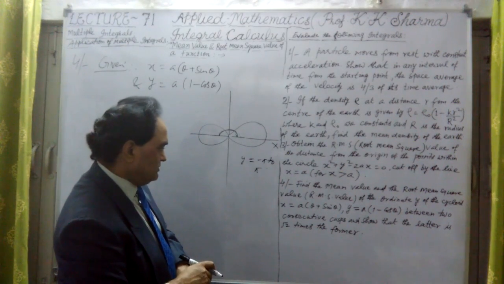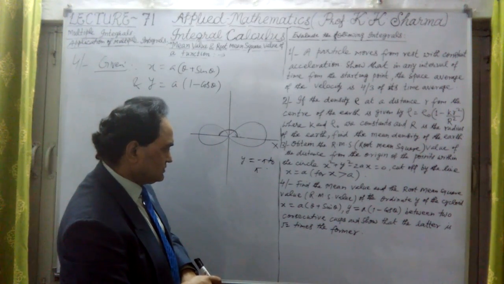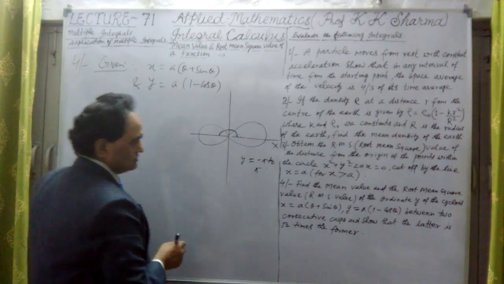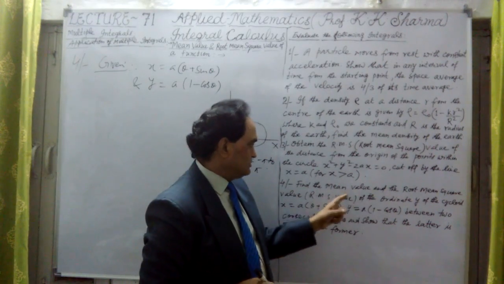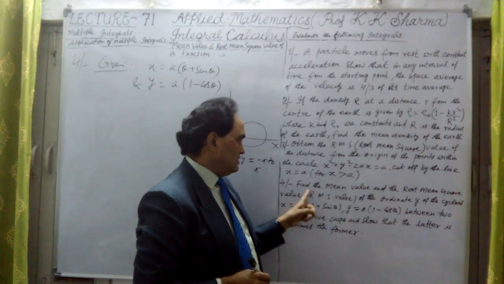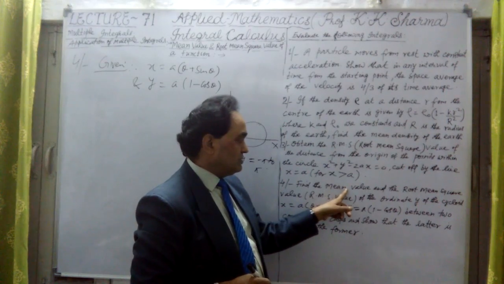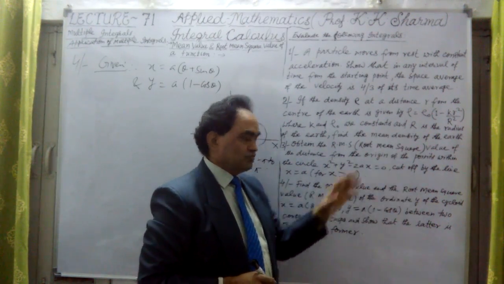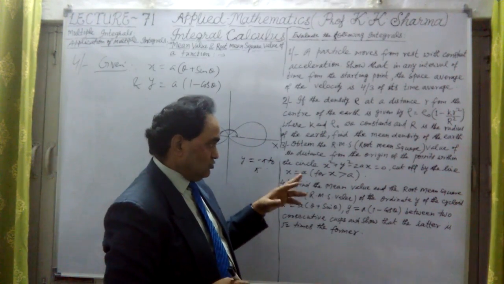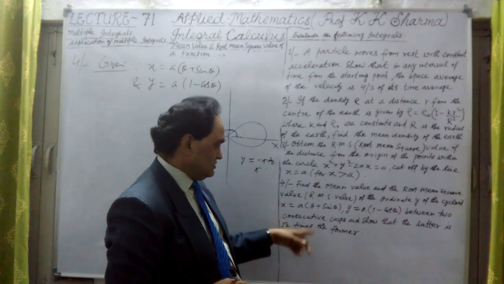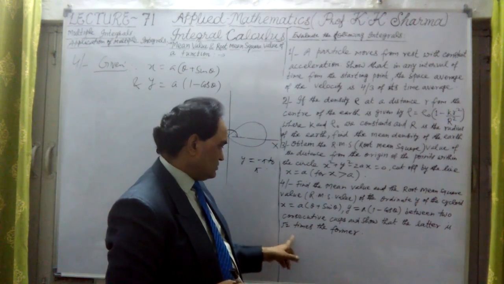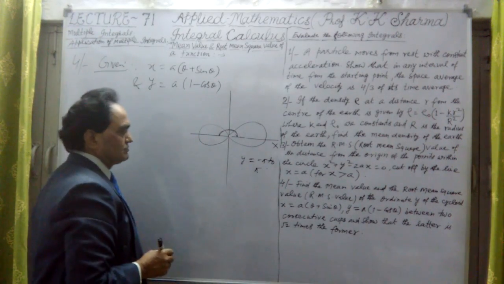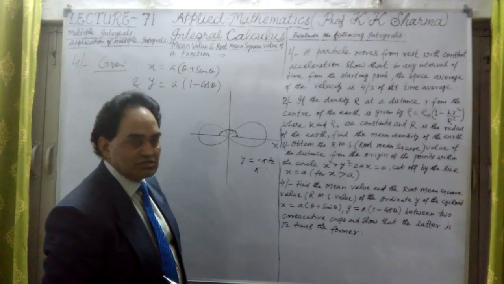Between the two consecutive cusps, show that the latter is under root 2 times the former. That means the root mean square value, is the latter, and the first is the mean value. The mean value is in the denominator and the numerator is the root mean square value. So the root mean square value of the ordinate is under root 2 times the mean value. This we have to prove here. Let me take this question.